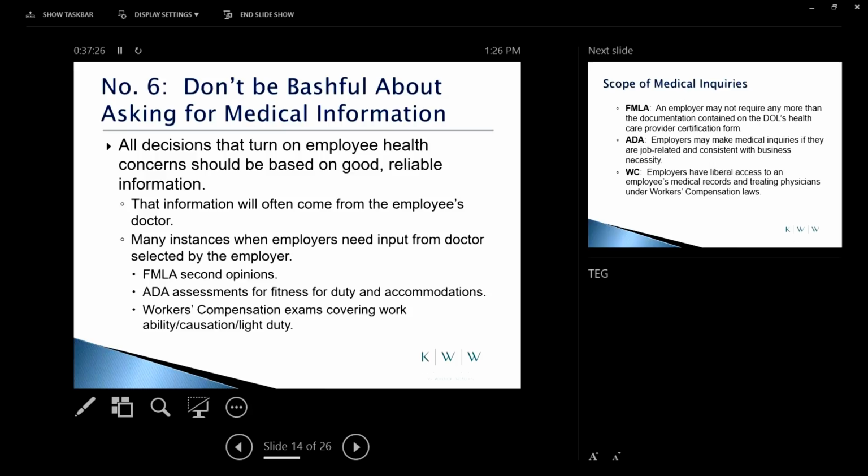And under the ADA, you're allowed to get information from the employee's doctor, and if you want, send the employee to a doctor of your own choosing for a fitness for duty exam, or to get an assessment of the employee for purposes of having an accommodation dialogue with the employee over accommodations that they might need due to a disability. And then under workers' comp laws, those vary from state to state, but I think they universally recognize that the employer has a need for and a right to get medical information about the injured worker in order to handle that claim.